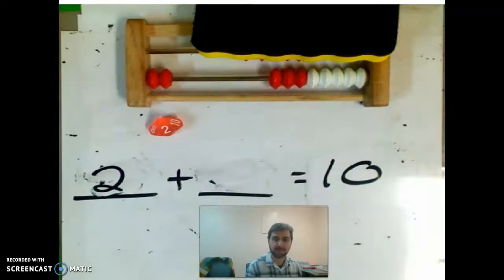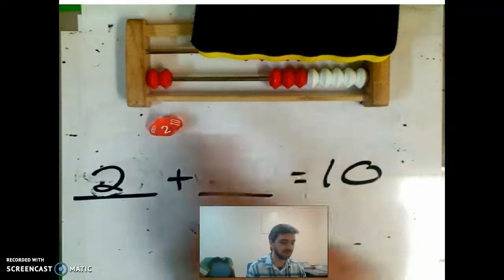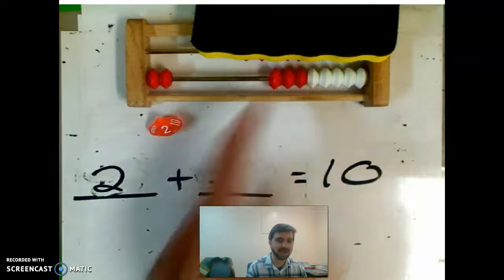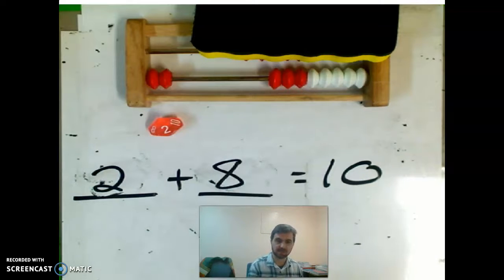All right, what'd you get? I took away 2. 2 and how many more make a total of 10? Well, over here, I can see that I have 5, 6, 7, 8. So 2 plus 8 equals 10. Okay? So again, we're just working with our tens partners over and over until it becomes like automatic. Okay? So let me show you what you're going to do next.